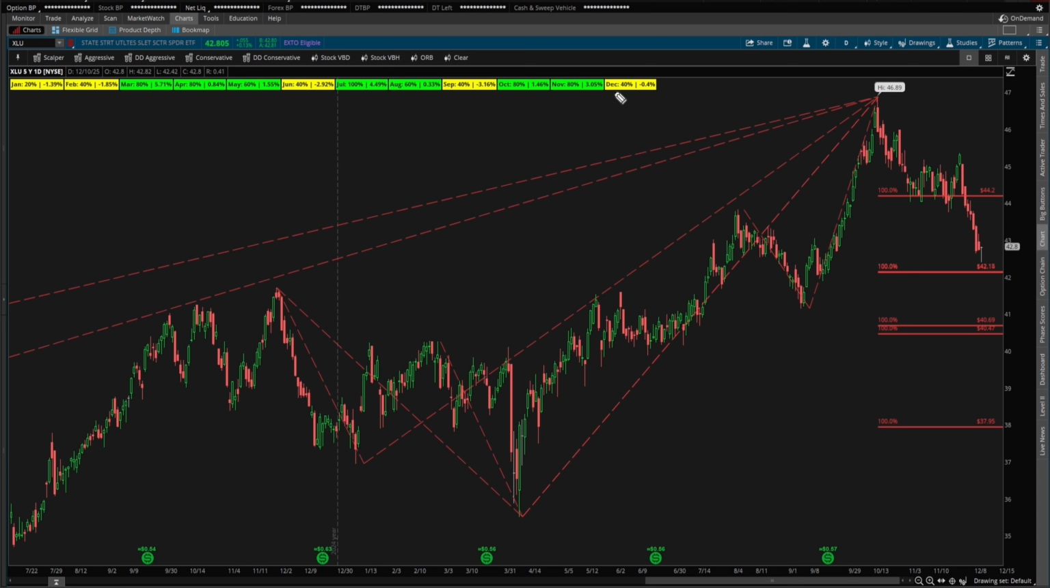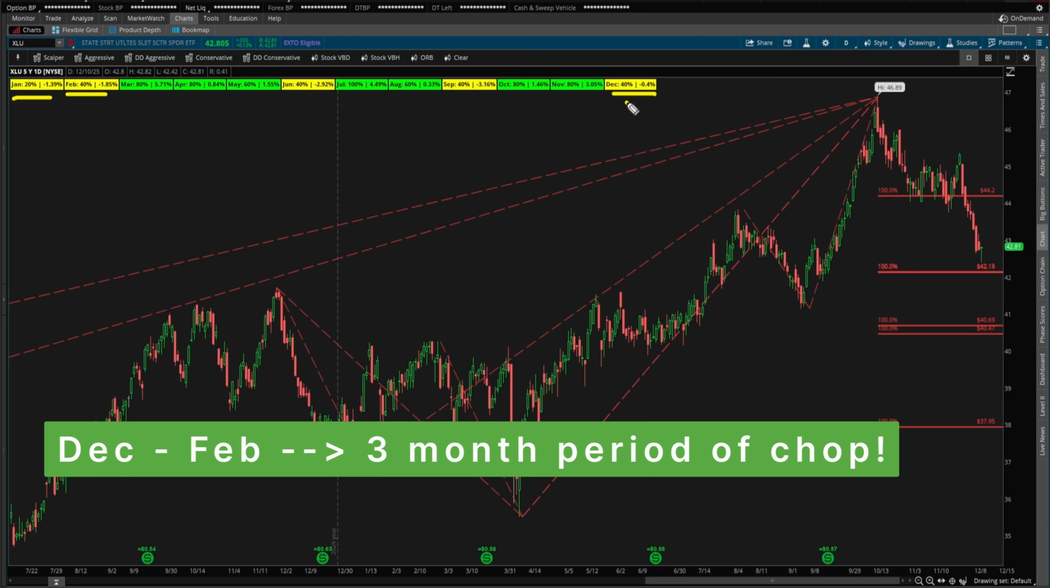Now, the clues we can gather here are December, January, and February is this 3-month patch, the only 3-month patch that we can see where we should expect a little bit of choppiness here.